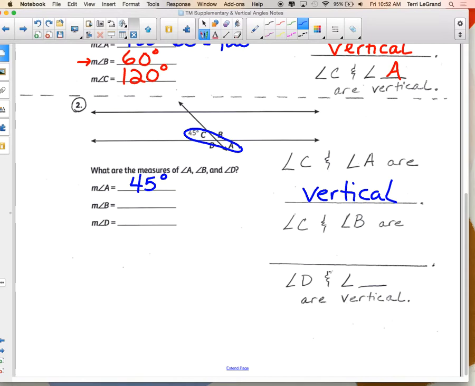Okay, what relationship do angles C and B have? What relationship do they have? Supplementary. Let's write that down. This is how you're going to support your answers in your homework.